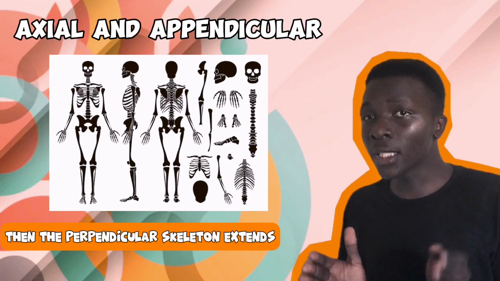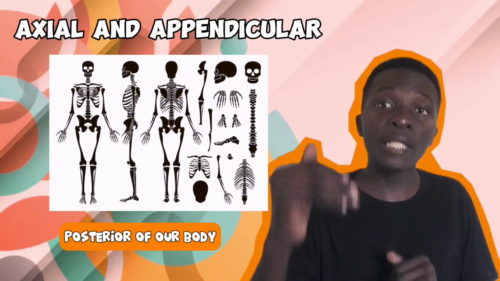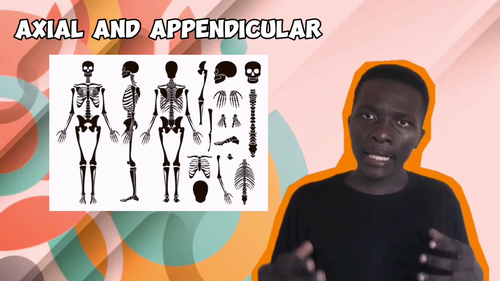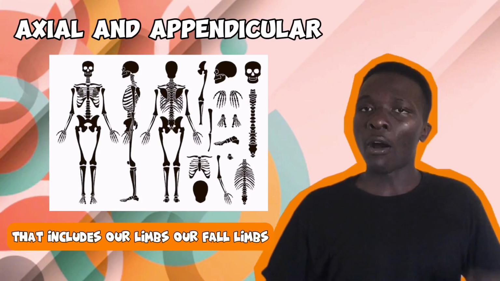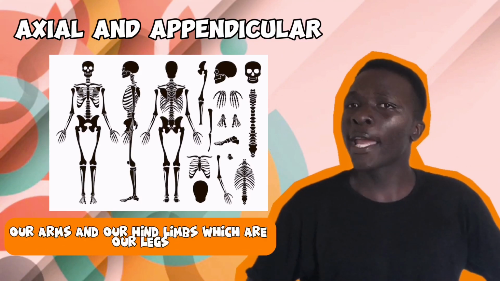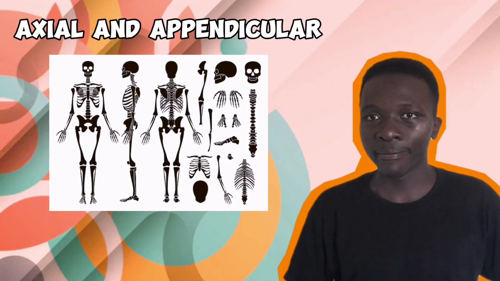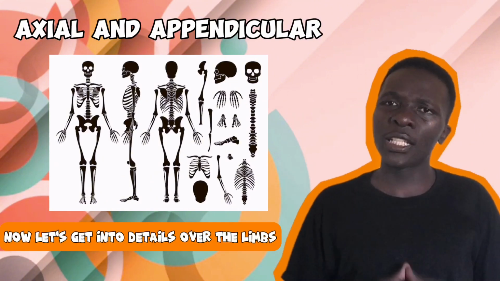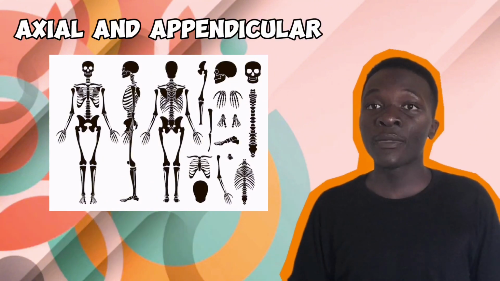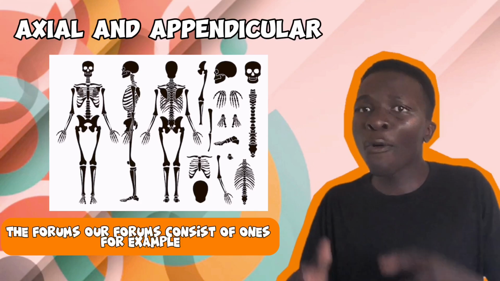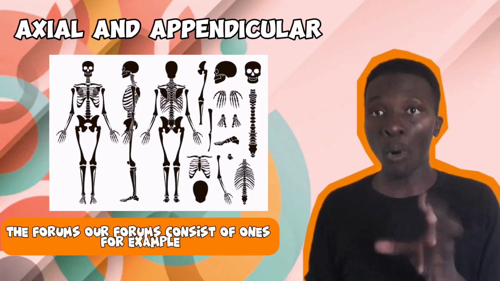Then, the appendicular skeleton extends posterior of our body. That includes our limbs, our forelimbs, our arms, and our hind limbs, which are our legs. Now, let's get into details of the limbs. The forelimbs. Our forelimbs consist of bones.